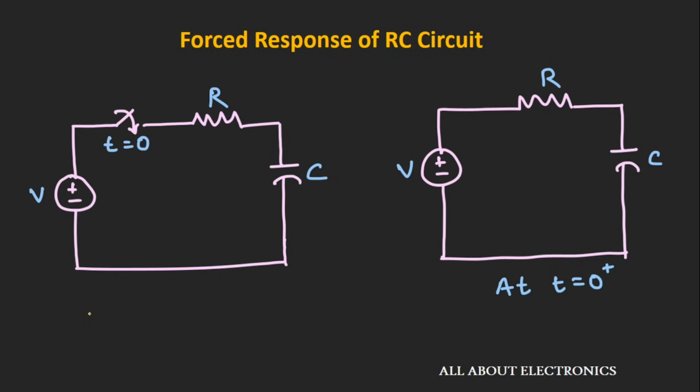So at time t equals 0 minus, since there is no charge across this capacitor, the value of the capacitor voltage Vc will be 0. Now we know that the capacitor opposes the instantaneous change of voltage. So at time t equals 0 plus also, the capacitor voltage will be 0 as well.